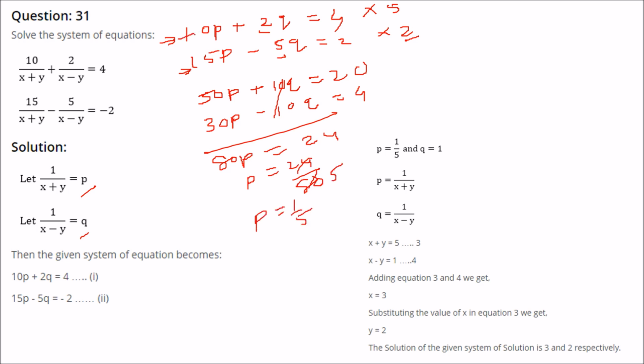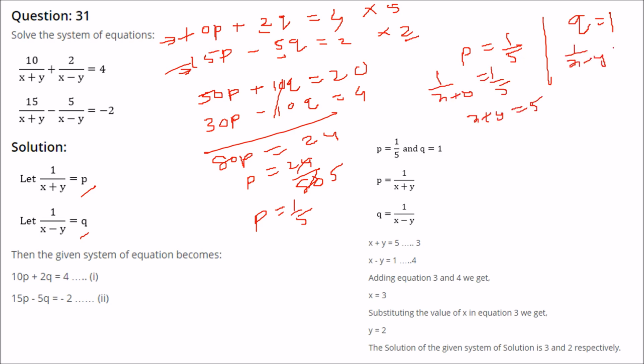Now put this in any of these equations, this one or this one, you will get q equal to 1. Now what was p? p was 1 by x plus y. So 1 by x plus y equal to 1 by 5, that is x plus y equal to 5. And what was 1 by x minus y? It was q, so it is 1. So x minus y equal to 1.